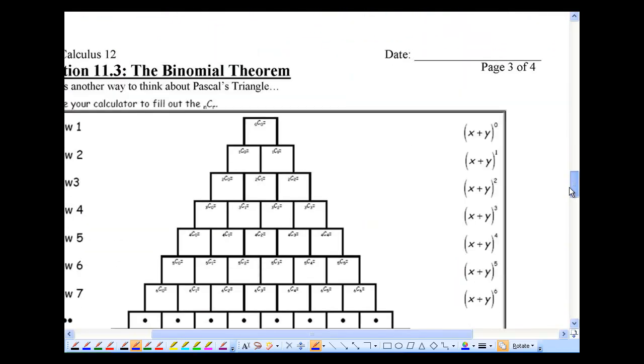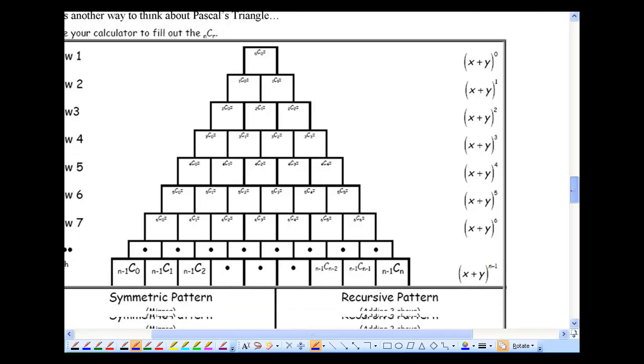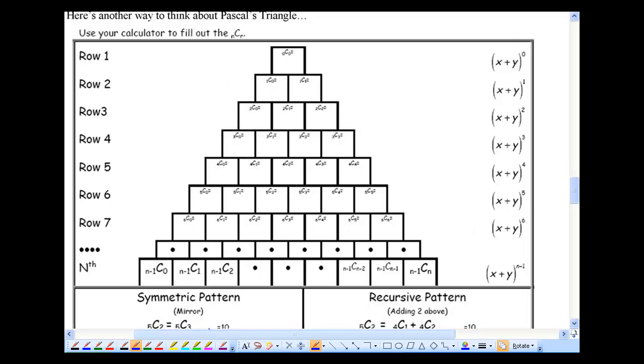If you're wondering about what those patterns were like, and to confirm your patterns on the first page, here's another way to think about Pascal's triangle. Okay, if you were to do combinations, 0 choose 0, on your calculator you would have found that that equals 1. 1 choose 0 is also 1. 1 choose 1 is also 1. 2 choose 0 is 1. 2 choose 1 is 2. 2 choose 2 is 1. 3 choose 0, well, that's just 1. 3 choose 1, that's 3. 3 choose 2, that's 3. 3 choose 3, that's 1.